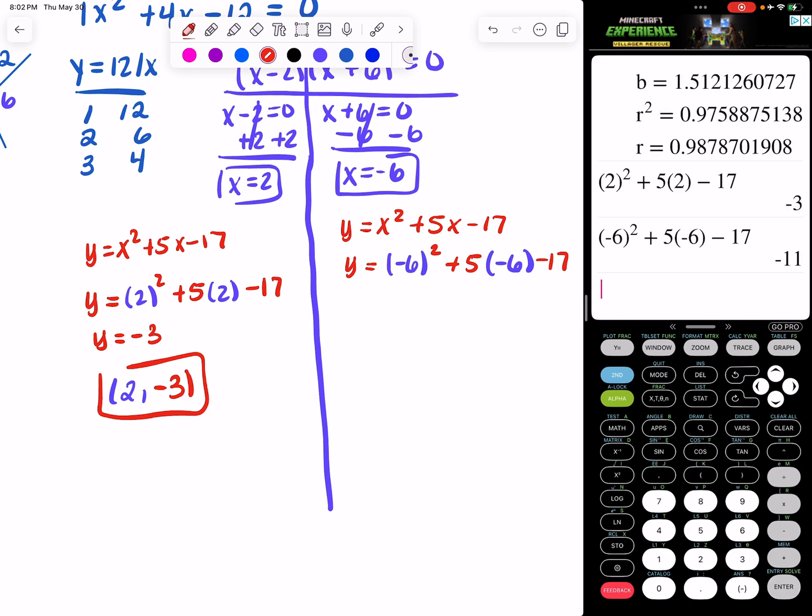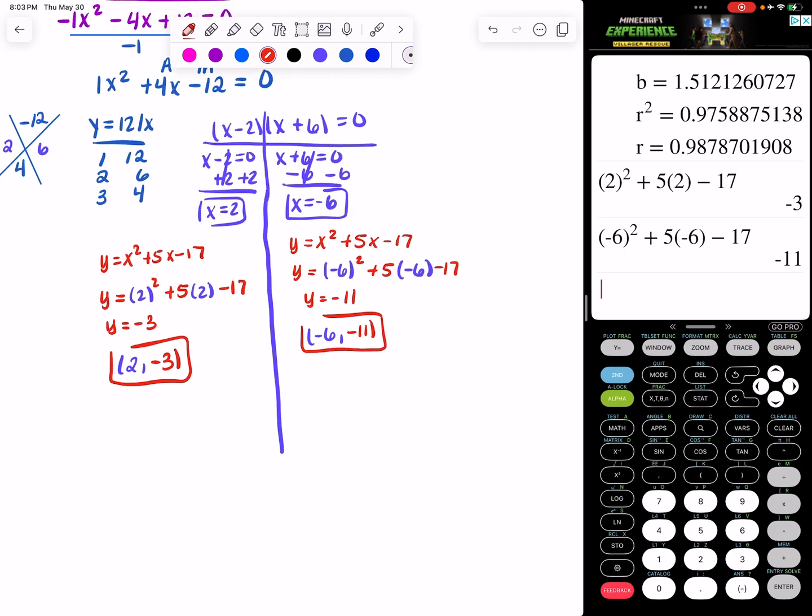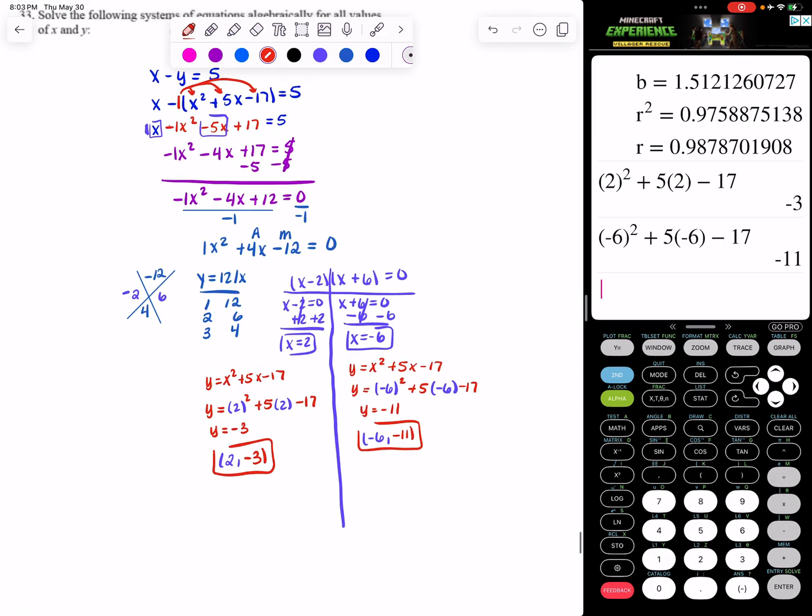And I get negative 11. So y is equal to negative 11 when x is negative 6. So now I write it as negative 6, comma, negative 11. And that's our final answer. 2, negative 3, and negative 6, negative 11.